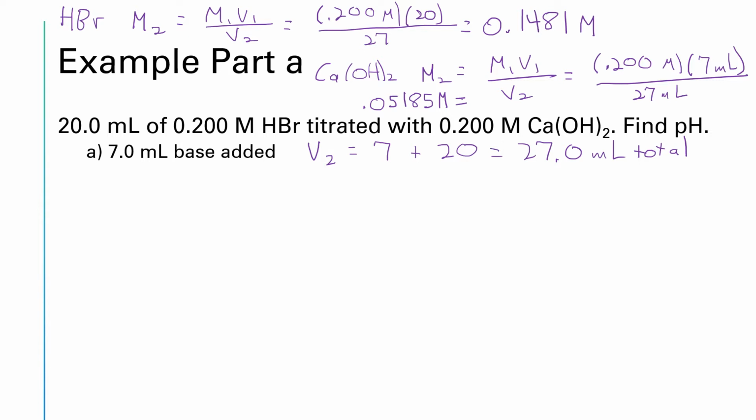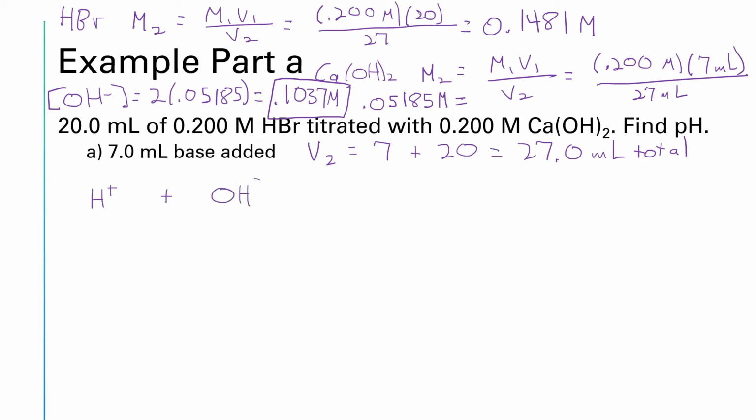Now I'm going to take this one step further, and from the calcium hydroxide concentration, calculate what the hydroxide ion concentration is, because for every 1 calcium hydroxide, we're going to get 2 hydroxide ions. So we will end up with 2 times 0.05185, which is going to give us 0.1037 molar for the hydroxide ion concentration. Now, since HBr is monoprotic, its H plus ion concentration will be equal to the HBr concentration. Now, as this neutralization reaction is taking place, we're going to have H plus from the HBr reacting with OH minus from the Ca(OH)2, and that's going to give us water.